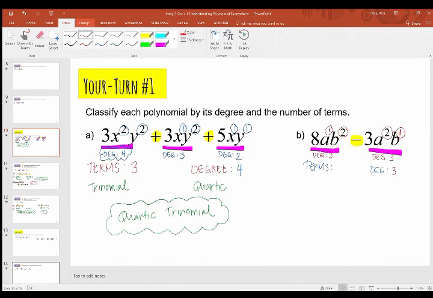Now let's name the polynomial. Number of terms is 2. Forgot to write that down earlier. If it has 2 terms, it's called a binomial. And if the degree is 3, it's called cubic. So this is a cubic binomial.